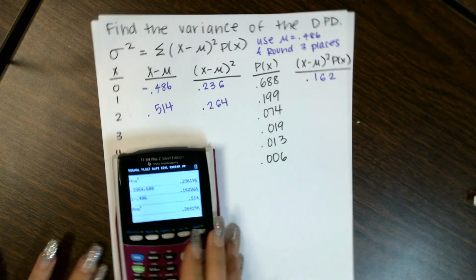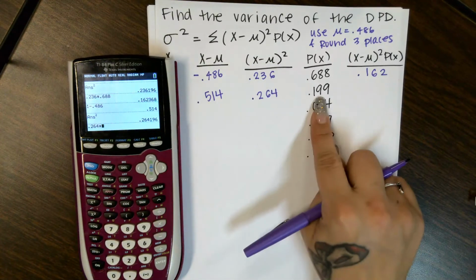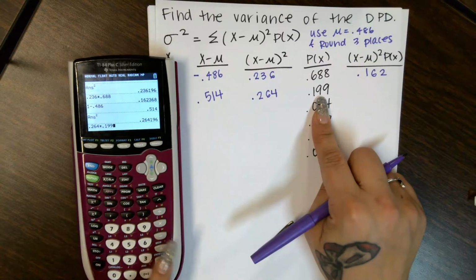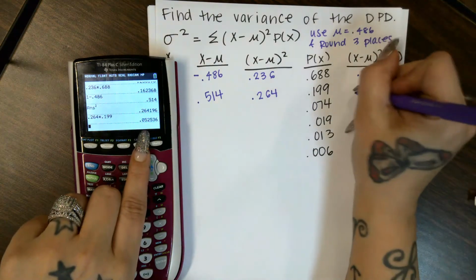Now what I want to do with this 0.264 is multiply it by 0.199, and then I need to round this to 3 decimal places. I get 0.053.